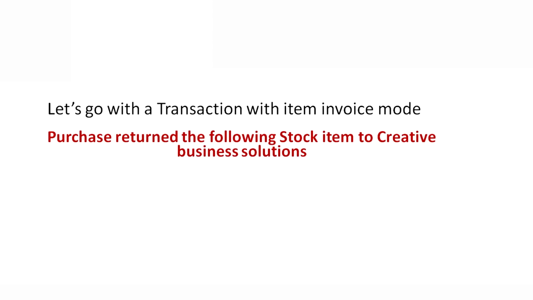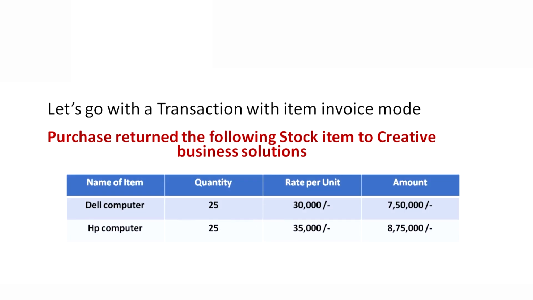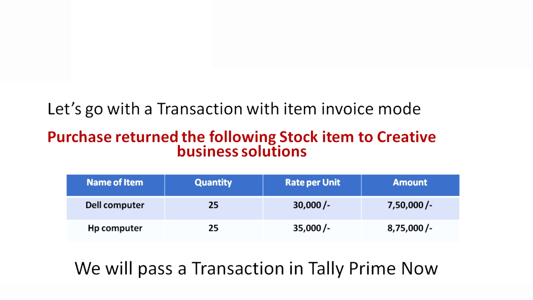We have a transaction like purchase return the following stock items to Creative Business Solutions. So we have purchased some stock from Creative Business Solutions. Now we are returning it. So let's see the stock. We are returning computers. A Dell computer 25 numbers worth rupees 30,000 each, and HP computer 25 numbers 35,000 each. So we'll pass the same transaction in Tally Prime using item invoice mode.